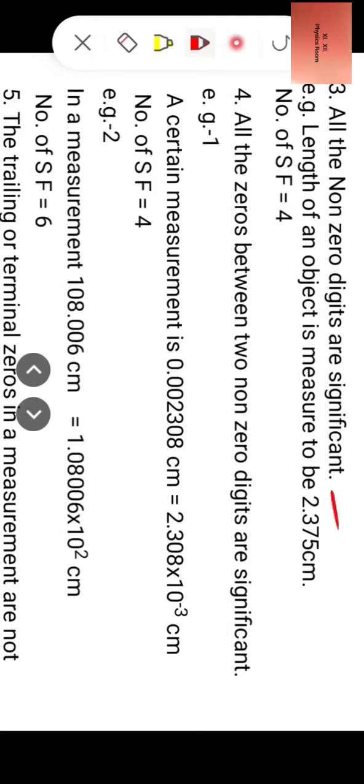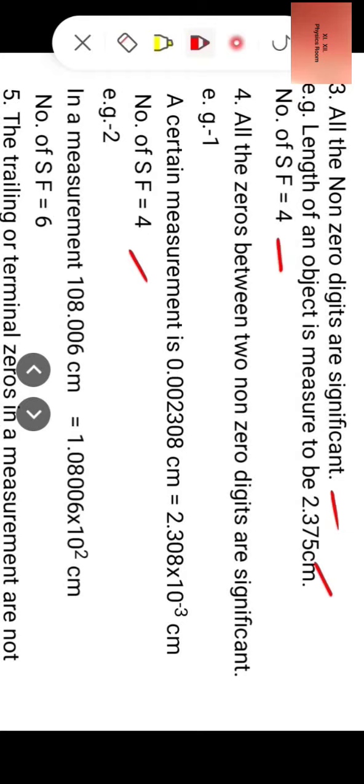For example, length of an object is measured to be 2.375 centimeters. So number of significant figures is 4. Rule 4. All the zeros between two non-zero digits are significant. For example, a certain measurement is 0.002308 centimeter, and it can be expressed as 2.308 into 10 raised to power minus 3 centimeter. Therefore, number of significant figures is 4. The zeros after the decimal are not significant.